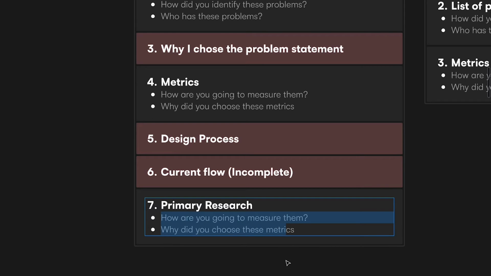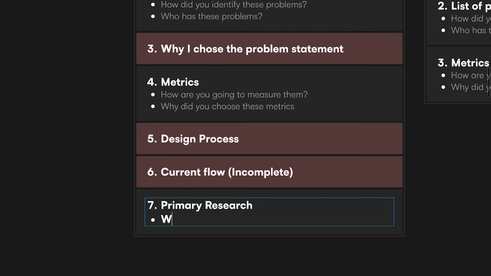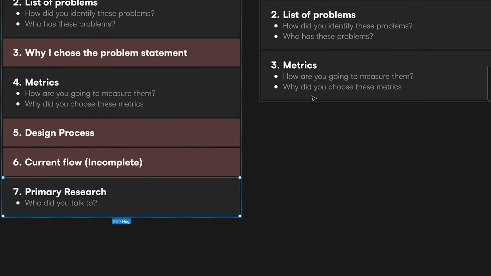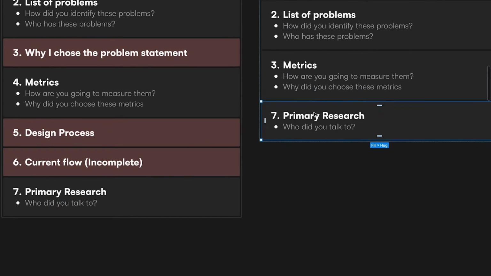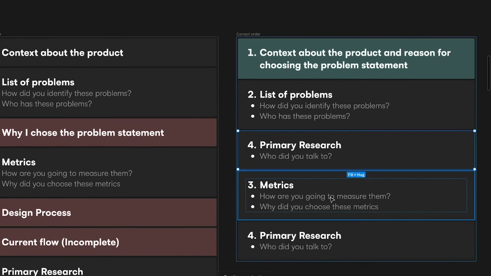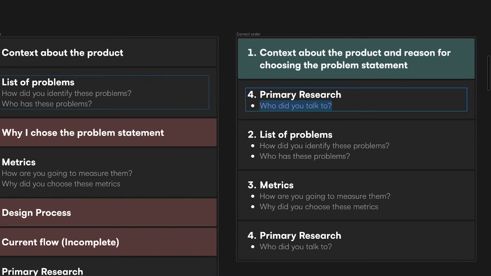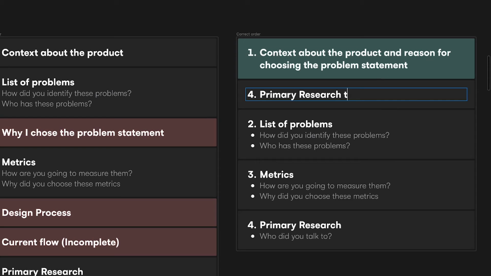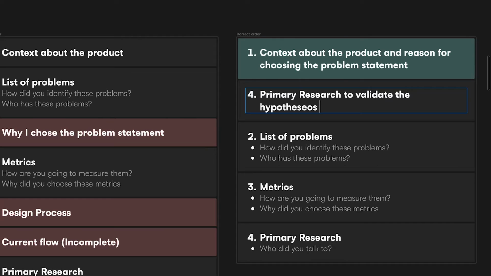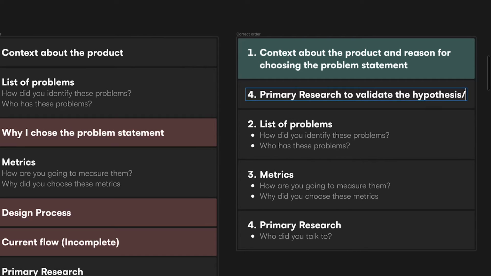And the question is, let me try that again. So I'm going to say, who did you talk to? Did you even talk to the right set of users? All right, so I'm going to take this and copy that and paste that over here. Oops. And then change this to number 4. All right. And what I'm going to do is I'm going to go ahead and make a duplicate of this. And here I'm going to say primary research to validate the hypothesis or problem statement.